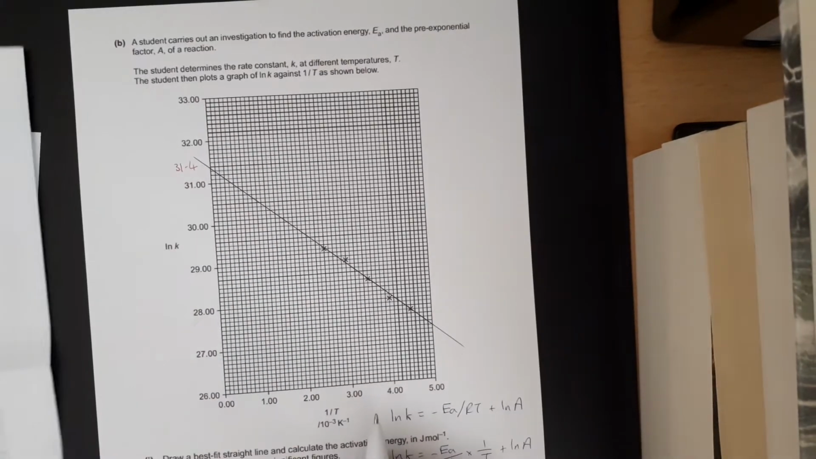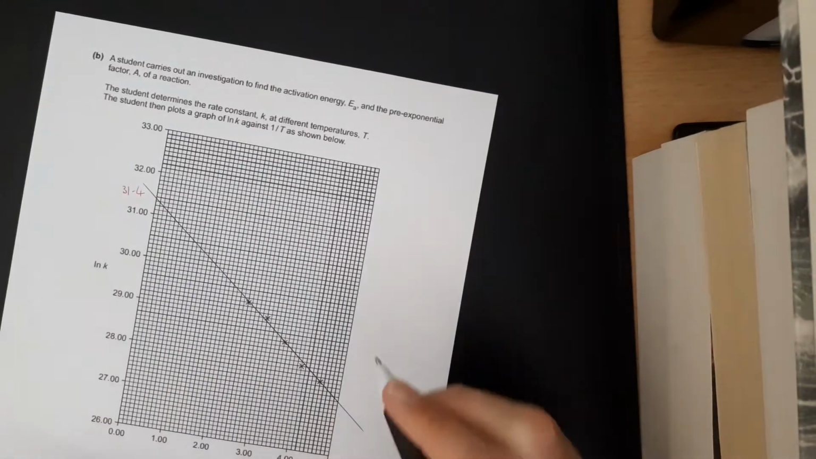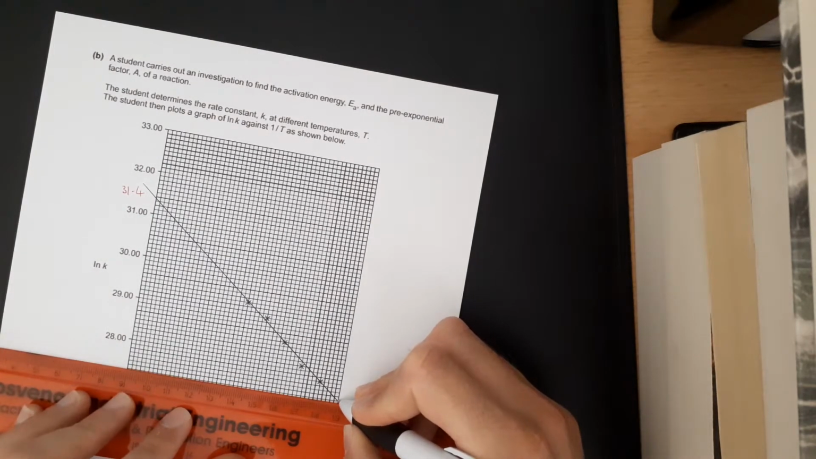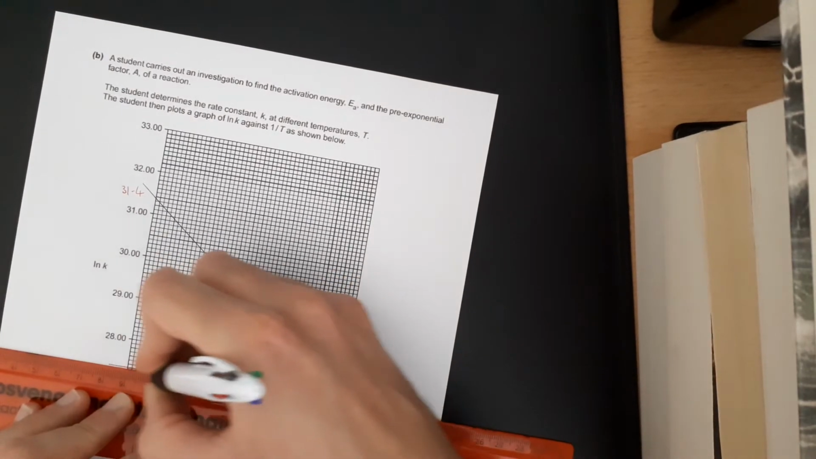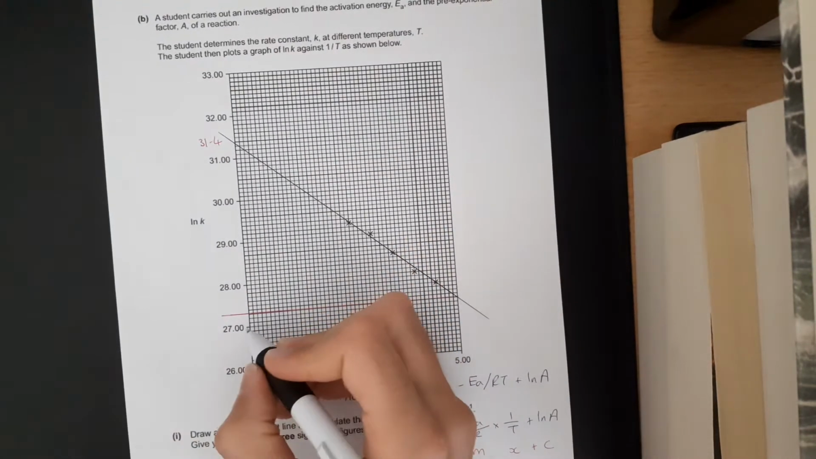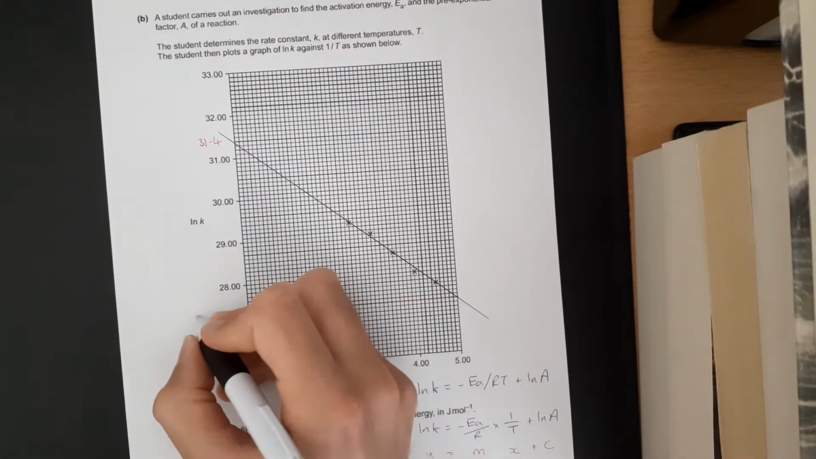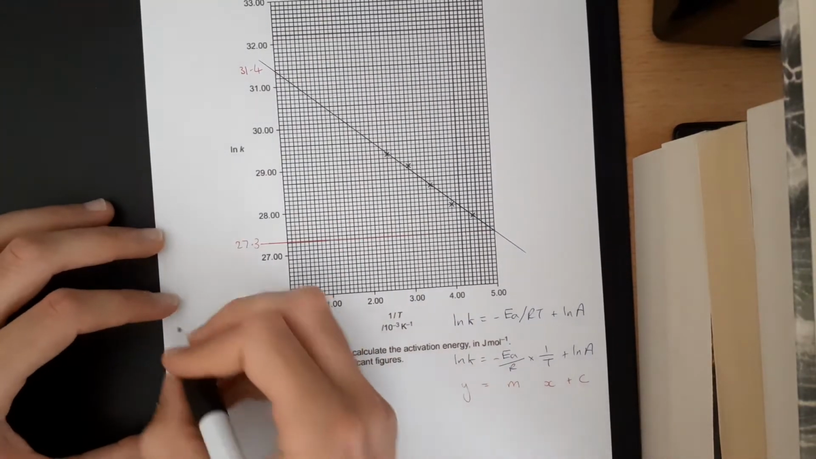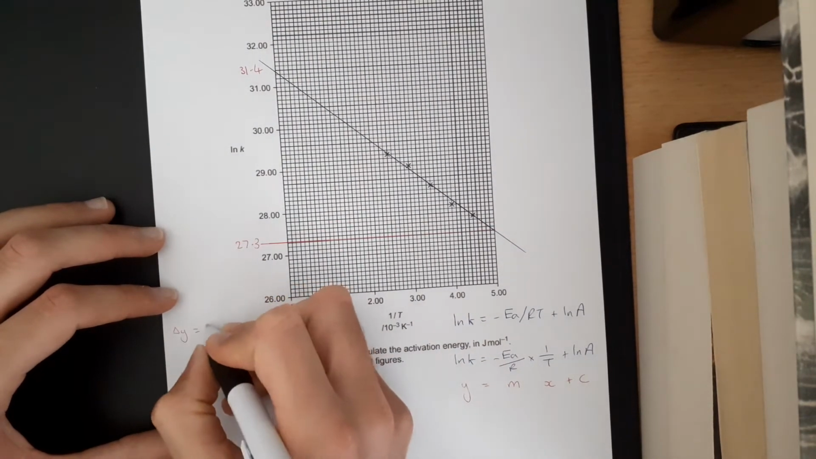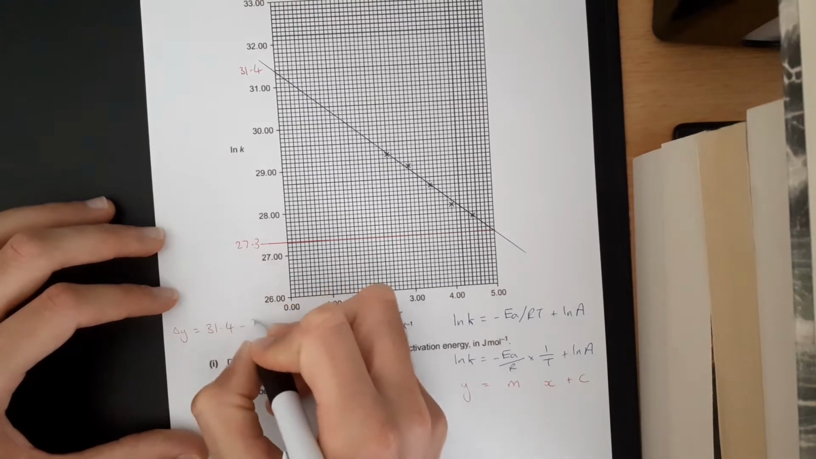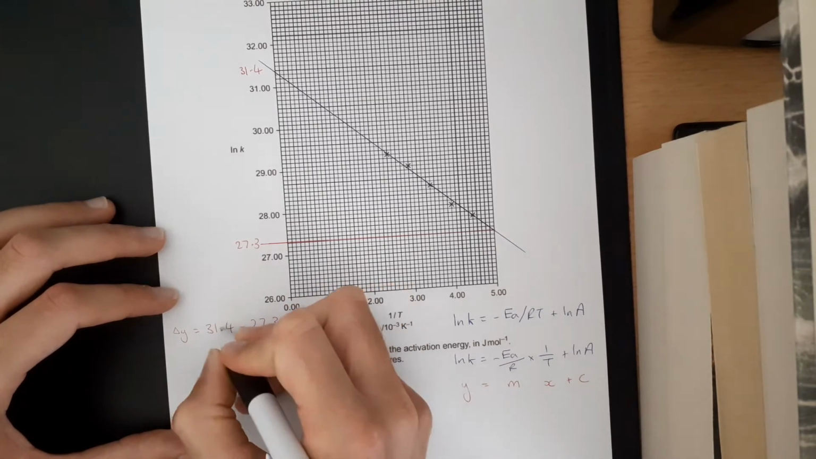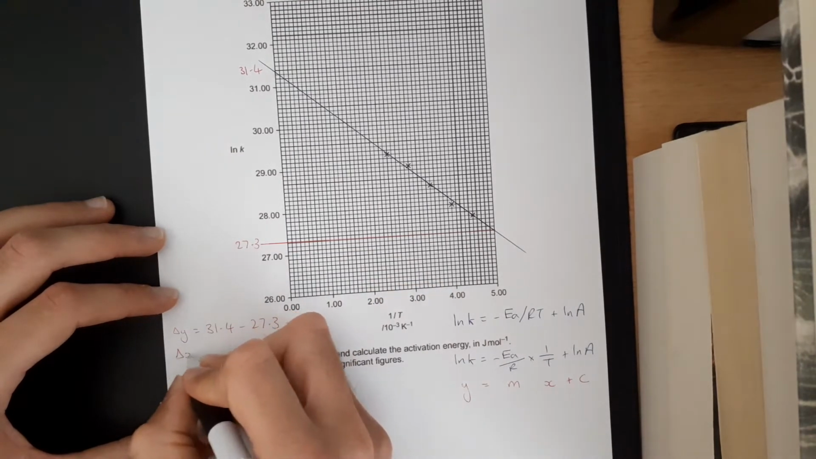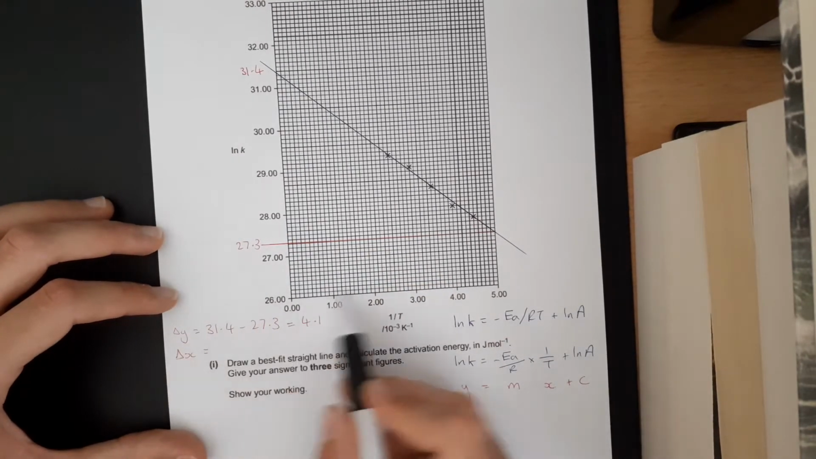And then if we go from the bottom of the graph here, where did we get to this point? I'm just going to go across there. That comes out at 27.1, 27.2, 27.3. So our change in y is 31.4 minus 27.3, which is 4.1.